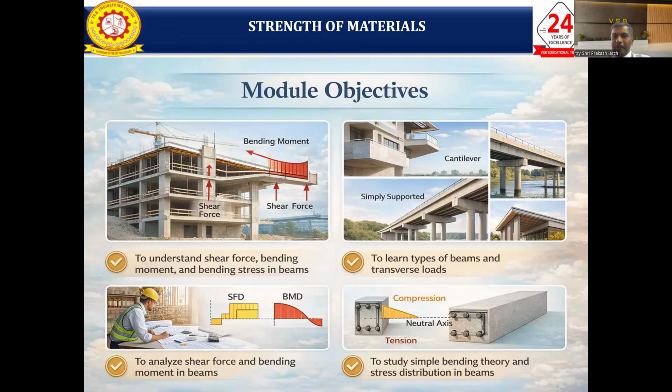The main objective of this module 2 is for learners to understand the shear force, bending moment, and bending stress in beams. Learners need to learn the different types of beams, the loading systems, and various supporting conditions. Then learners will analyze the shear force and bending moment in various types of beams, exclusively cantilever, simply supported, and overhang beams. Finally, learners will study the simple bending theory and various stress distributions in the beams. So these are the objectives of this module.